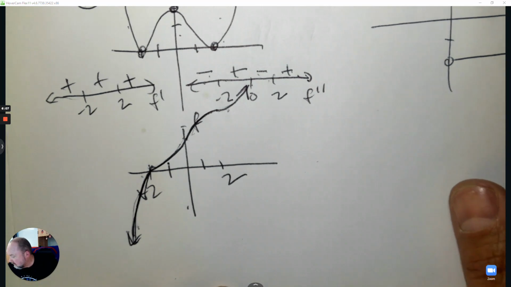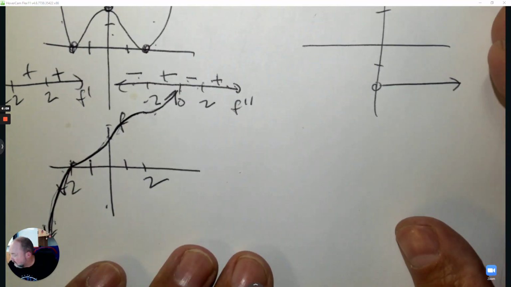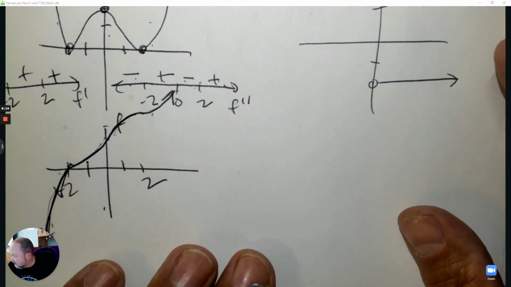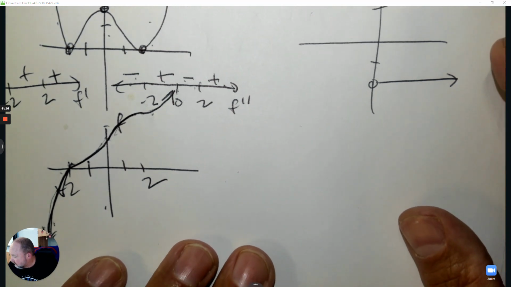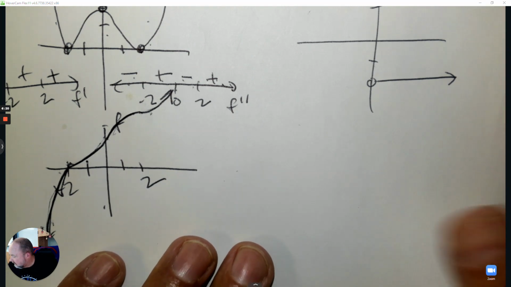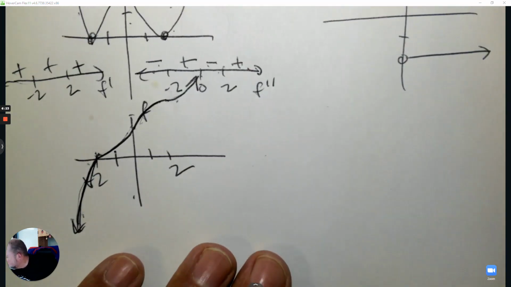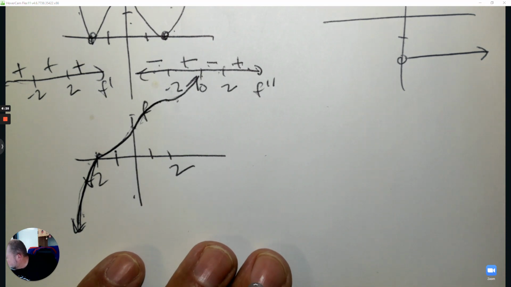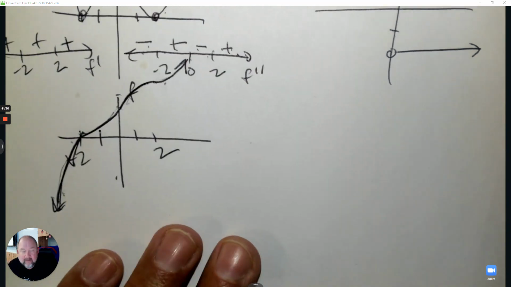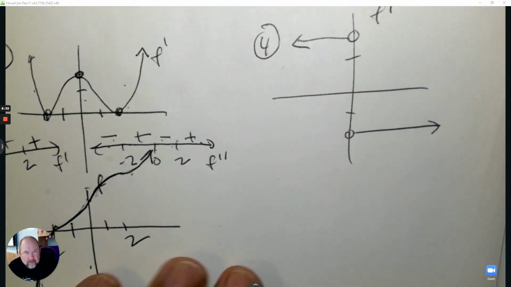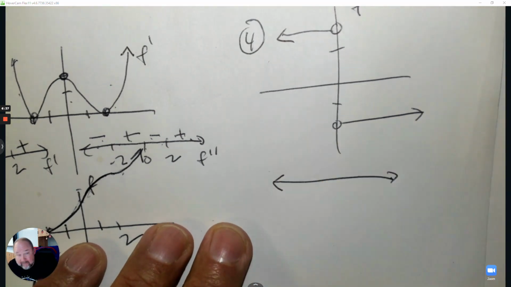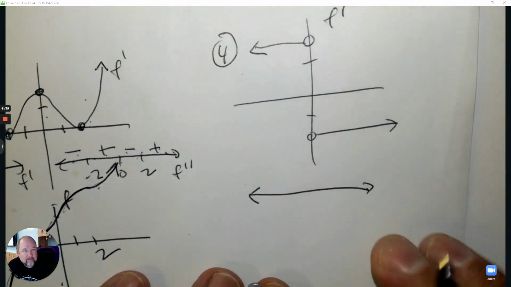Number 4. Maybe I'm interpreting what. Use these graphs of the first derivative. Oh, to graph the second derivative. Well, I'm like doing the next step here. I can tell you what I'm doing. It's all good. Do what I'm doing. So number 4, again, I think I misinterpreted the question, but I'm going to just move forward here.